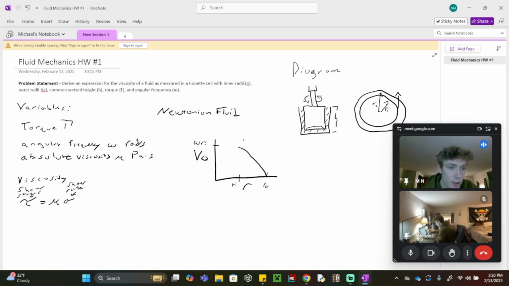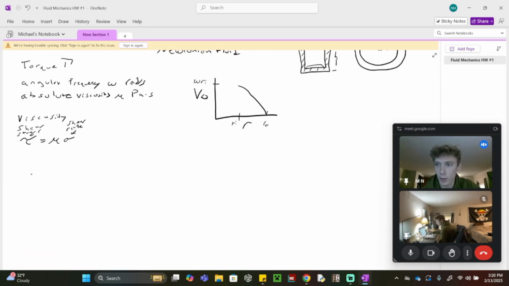And usually this is for two rectangular plates that are pressed together with the fluid in the middle. But since ours is technically a cylinder, it wouldn't be a straight line, but for our purposes, we're going to approximate it as a straight line. So let's start breaking down this viscosity equation here.